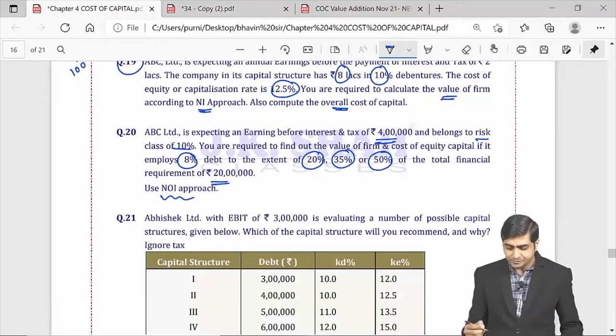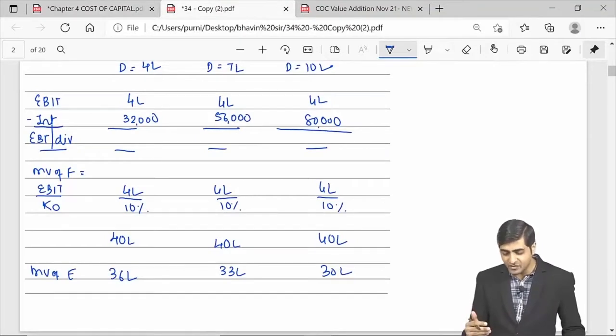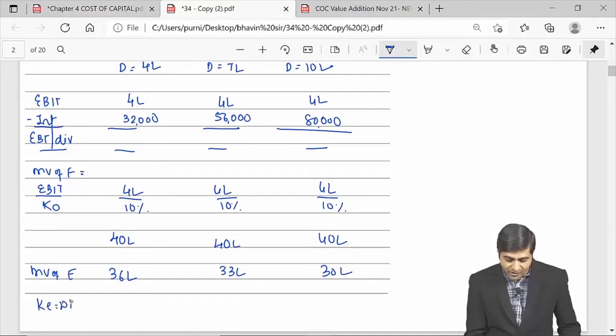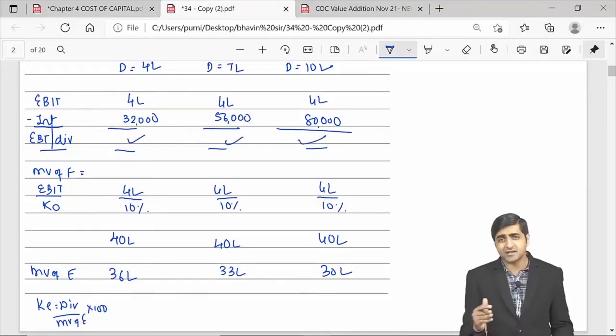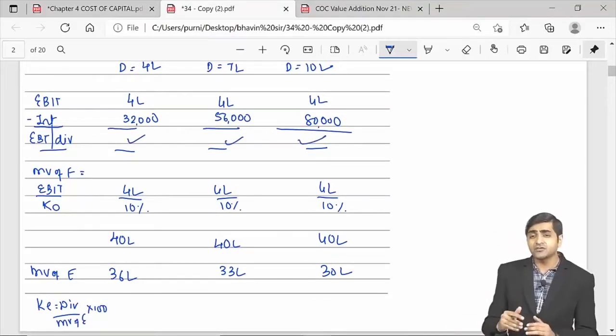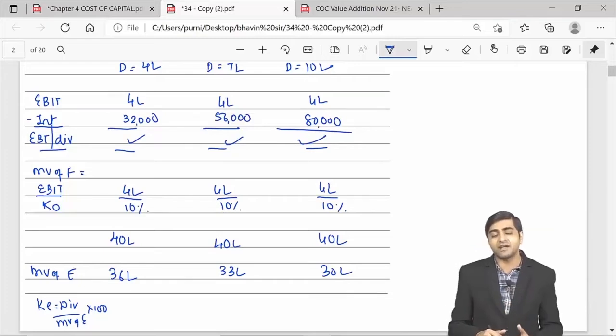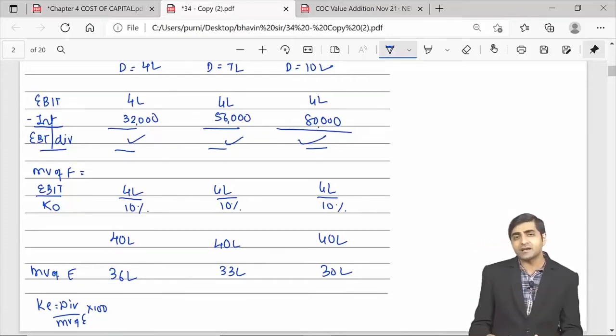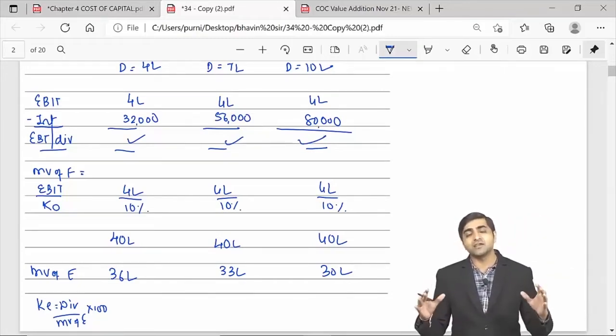And then guys, we are required to calculate your KE. And how will you calculate your KE? Whatever your dividends are, you have to divide that by market value of equity. So your KE will be dividends upon market value of equity into 100. And guys, we have the dividends available for the first case, second case and third case, and that's how your KE will be calculated. And your KE will be increasing in such a way that your benefit of cheaper debt gets compensated with the rise in your KE.